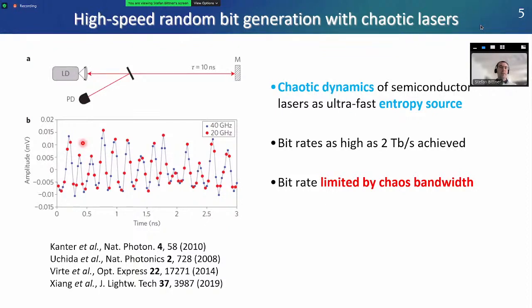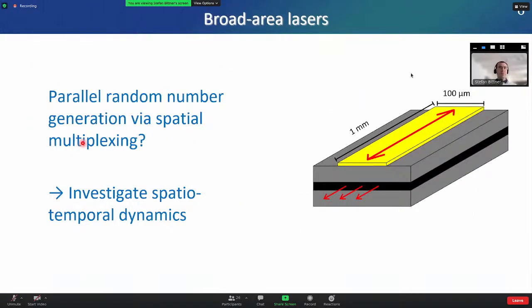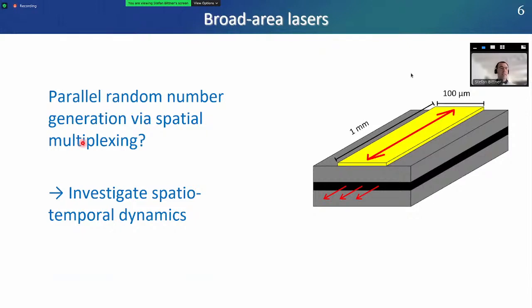Nonetheless, these bit rates are limited by the chaos bandwidth of these semiconductor lasers, which in turn is limited by the intrinsic timescales of the semiconductor active medium. So if we want to further increase the random number generation rate, we need to use other tricks. And one approach would be to parallelize it. This brings us to the broad area laser. So our idea is to use a broad area laser to generate parallel bit streams via spatial multiplexing. And, well, first we need to take a closer look at the spatiotemporal dynamics to see if that works.